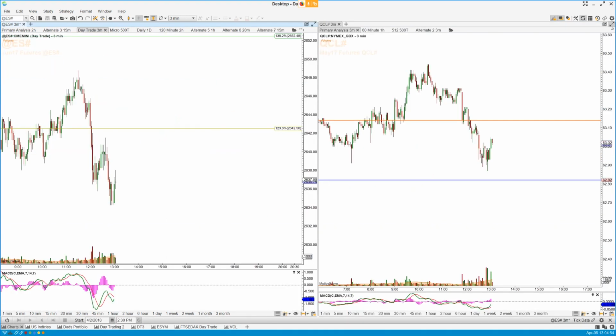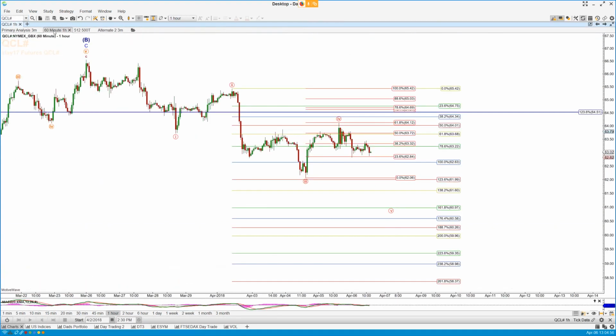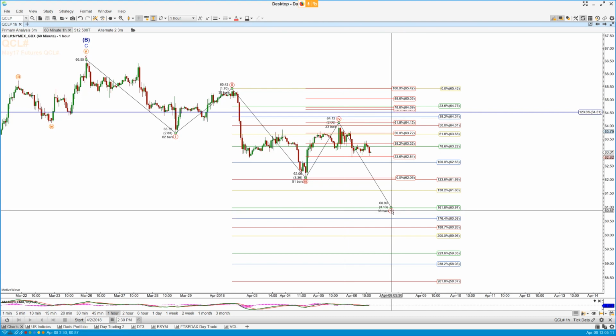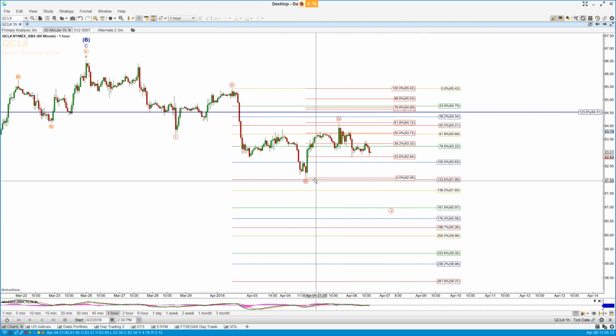Okay, let's now take a look at CL this morning. So again, I think it is just an unfolding larger diagonal. So an ABC 1 to ABC 3 into the 123.6. This high yesterday came up and hit the 618 on the nose. So we should be coming down in this 5, unless it's going to throw one more curveball at us. And this is an A of 4. We get a deep B and the C of 4 up to the 764, 786.